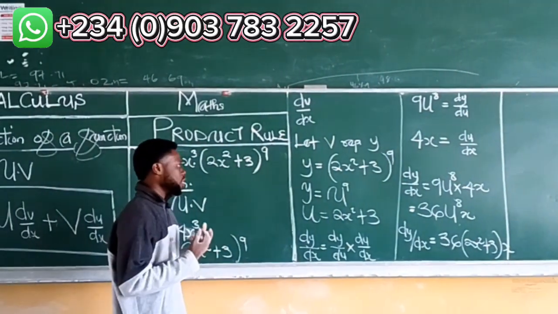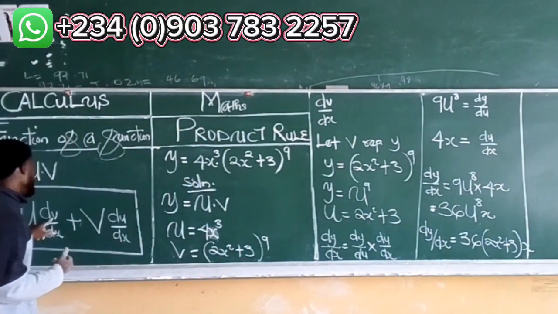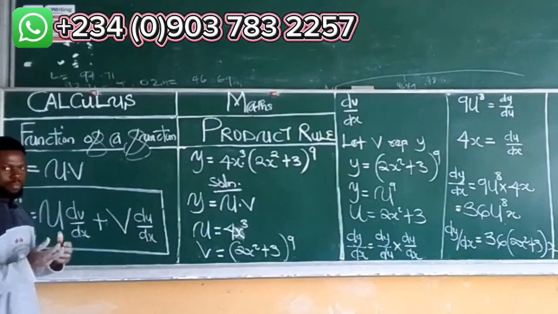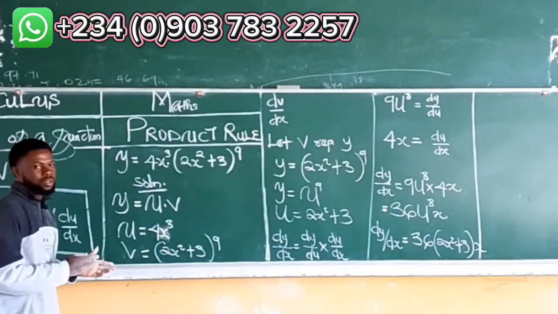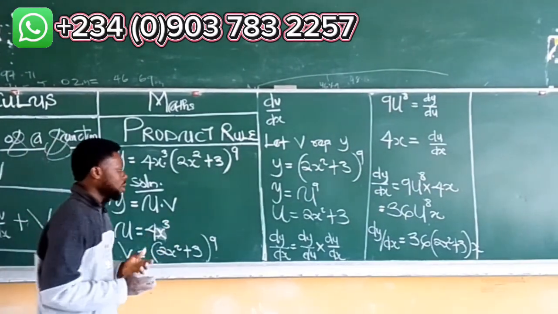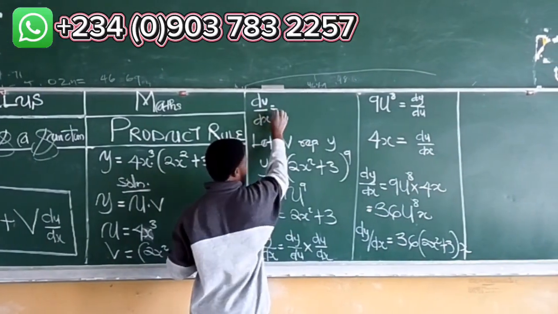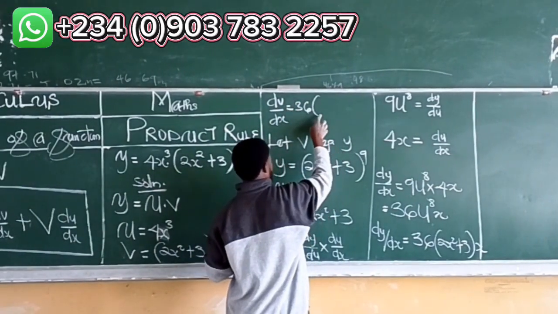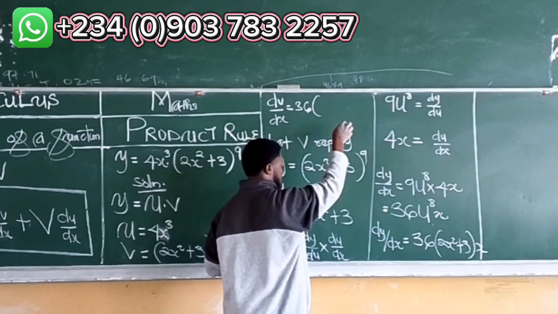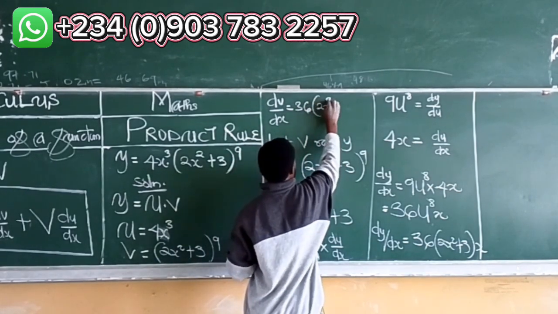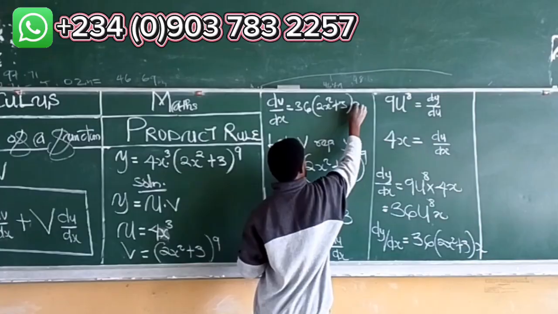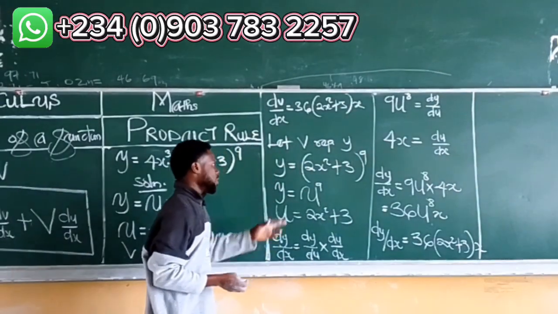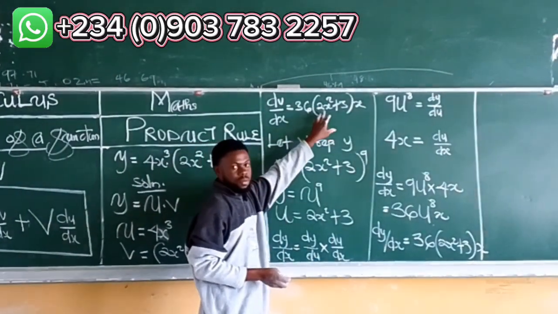So dv over dx, from this formula, was meant to be determined using the method of the chain rule, which we did, and we obtained 36 in bracket, or it could be 36x in bracket 2x squared plus 3. So take note of this: either 36x times this bracket.